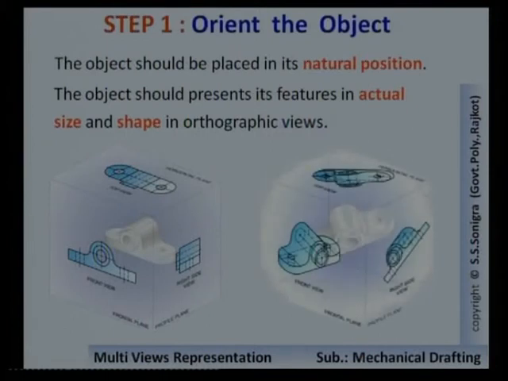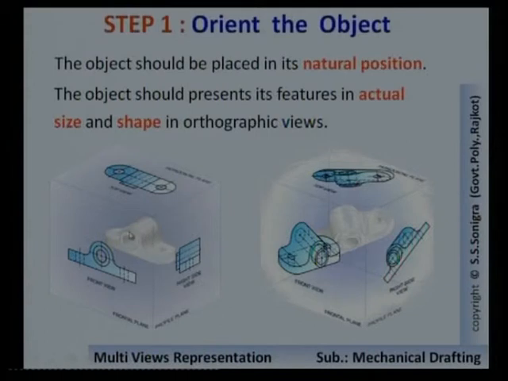Like this. Suppose this is an object. If this is an object, it should be drawn like this in front view, in right hand side view, and in top view. It would appear like this. It could not be put like this. If you put the object like this, this would be its right hand side view, this would be front view, this would be top view. It is misleading.